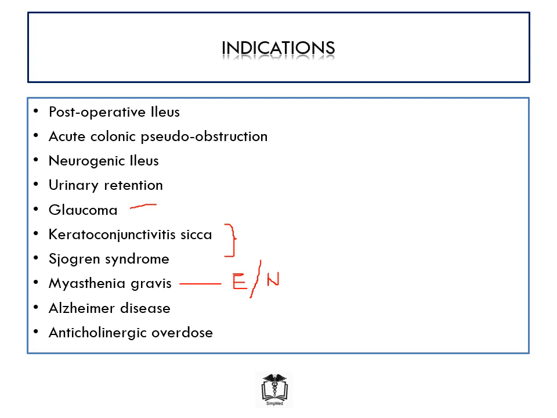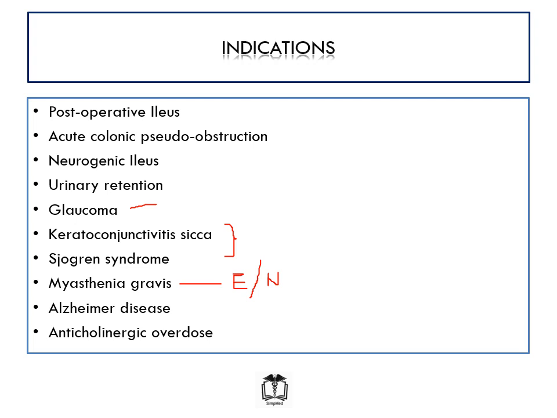Then Alzheimer's disease could also be treated using a cholinergic agonist. We prefer to use the long-acting, reversible anticholinesterase agents, drugs like tacrine, donepezil, and rivastigmine, that we use in treating Alzheimer's disease. And then finally, anticholinergic overdose. Excess use of cholinergic antagonists could be treated with an antidote of cholinergic agonist. So, if someone has taken an overdose of a cholinergic antagonist, how we treat is by giving a cholinergic agonist.